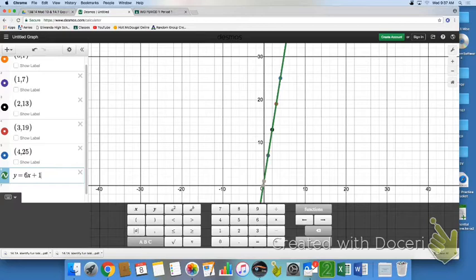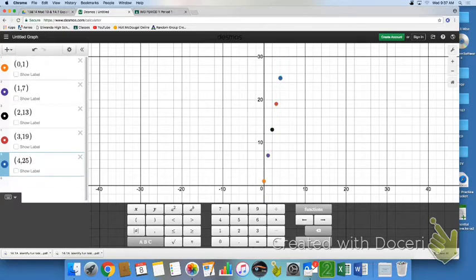Now, the quadratic one that we just did, we didn't have an equation for it. And that one I think is actually a little harder to see, but let me see. 0, 1, 1, 9, 2, 33, 3, 73, and 4, 129.